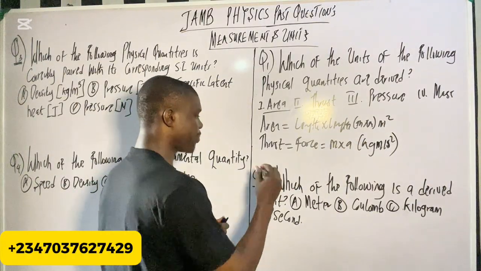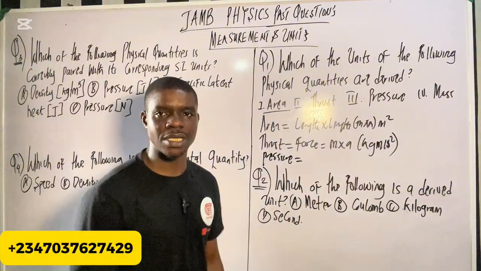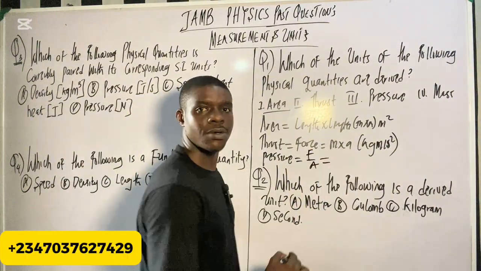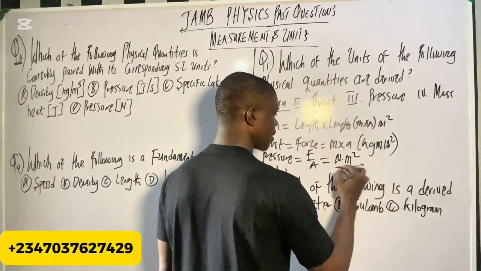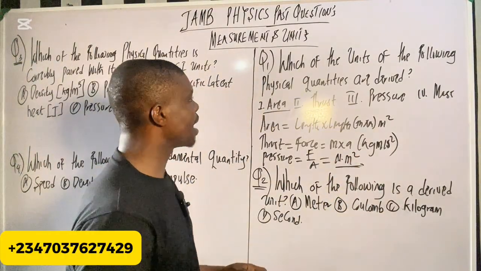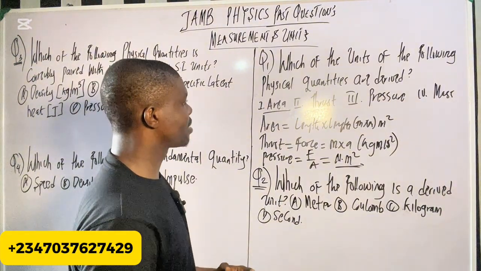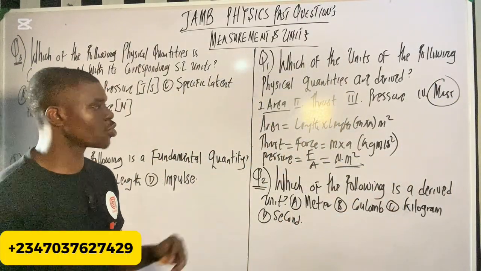Pressure is a derived quantity because pressure equals force over area, so the unit is Newton per meter squared. So the only one that is not derived is mass. Mass is a fundamental quantity.